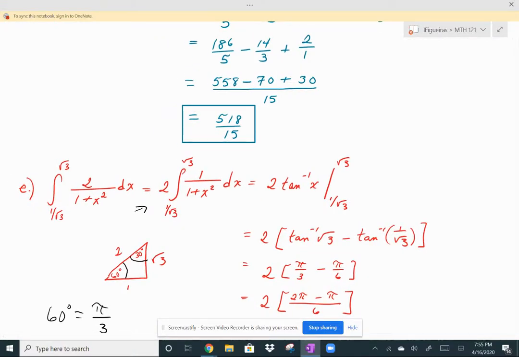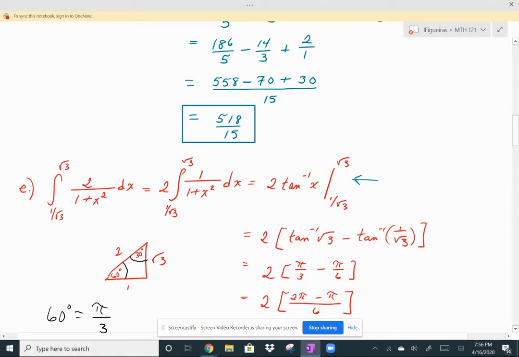This is E. I have the integral from 1 over root 3 to root 3 of 2 over 1 plus x squared dx. All right, so the first thing I did was factor out the 2, the way I did in the previous problem. So I just have to integrate 1 over 1 plus x squared at our limits. Well, hopefully this one reminds you of something that you've memorized in the past. The antiderivative of 1 over 1 plus x squared, well, that's your arctan, or your tan inverse function. So the integral has a value of 2 tan inverse of x, and that has to get evaluated from 1 over root 3 to root 3.